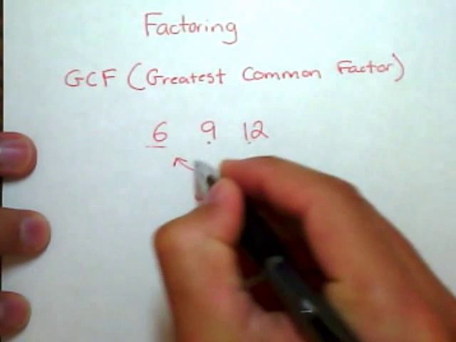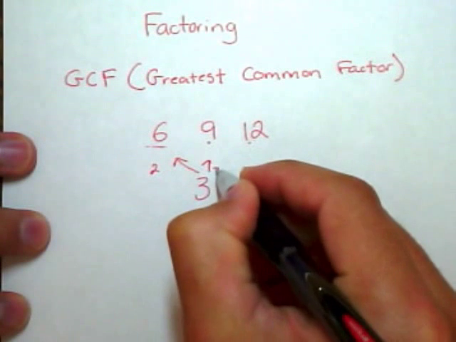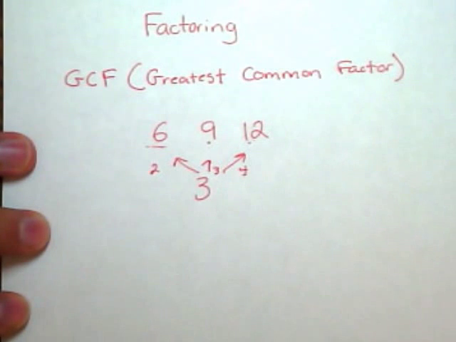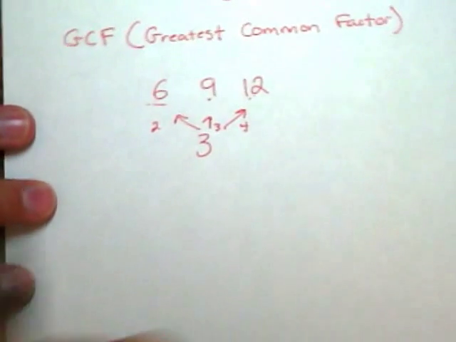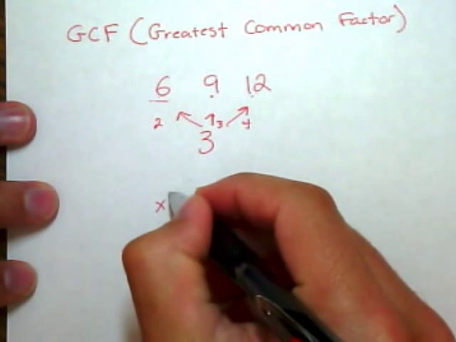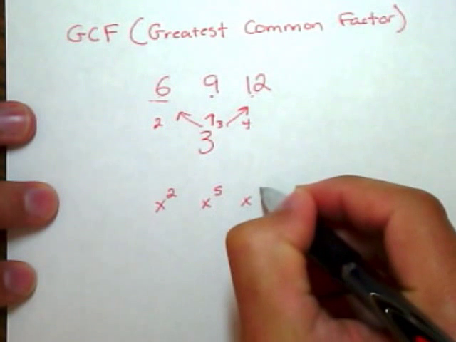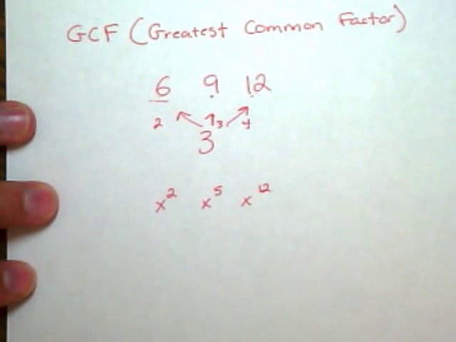3 goes into 6 2 times. 3 goes into 9 3 times. 3 goes into 12 4 times. That's how you look at it for numbers. For variables, let's say we had x to the 2nd, x to the 5th, x to the 12th. Let's say we had those 3 right there.